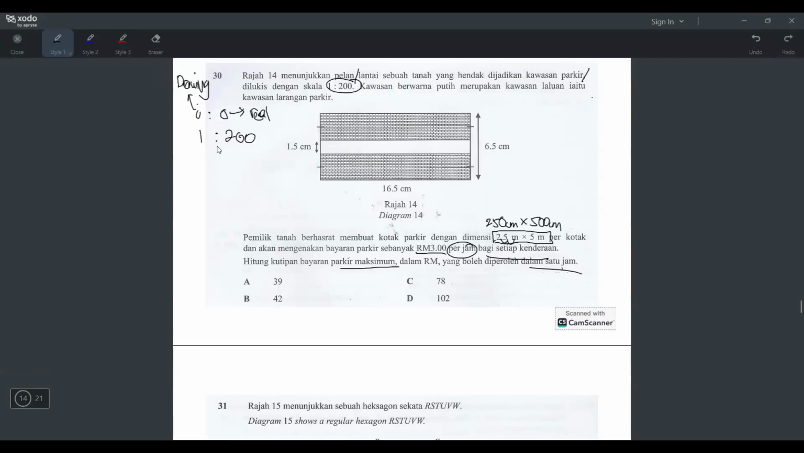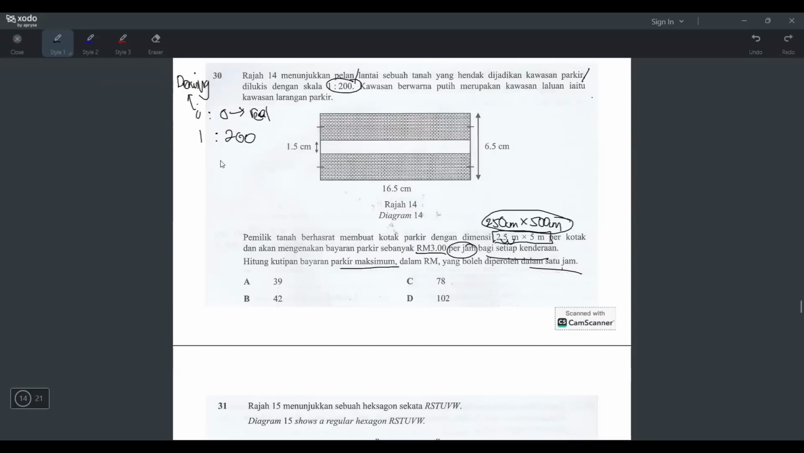Because usually when you draw on a piece of paper, you will make it smaller, so it's easier to draw, right? You won't draw bigger than the actual size, right? You usually draw smaller. So the size is like 200 times smaller. Okay, the image, that's why the image ratio is 1. The real actual size ratio is 200. So what we can do now, this one is the real actual size. This one, 250 cm times 500 cm.